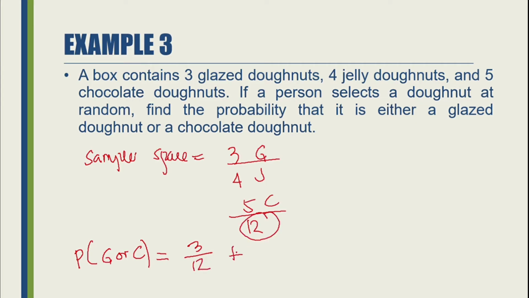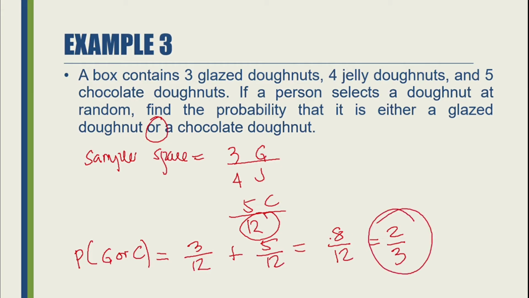Plus, we have to find "or". The word "or" means you are going to add the probabilities; "or" is add, and "and" is multiply. So glazed donut or a chocolate donut. Chocolate is 5 over 12. So therefore we have 8 over 12, that is equal to 2/3. So again, we have to simplify when we talk about probabilities. Okay, so that's example number 3.